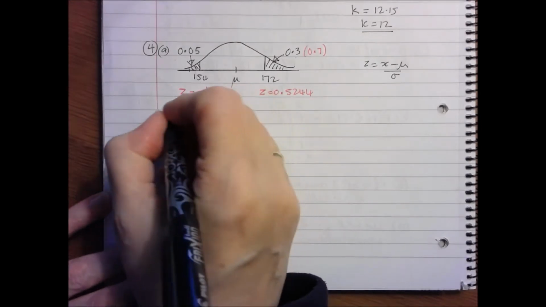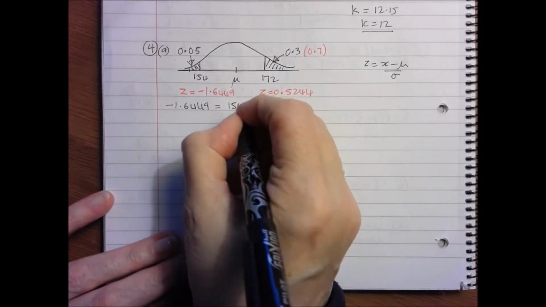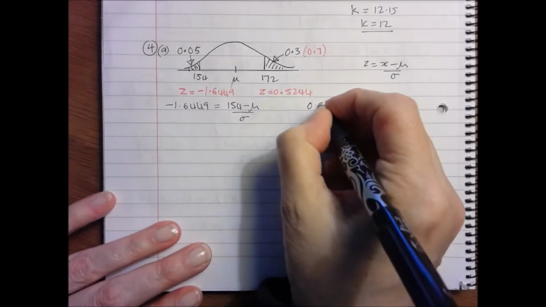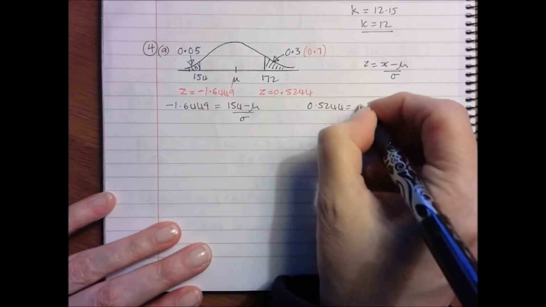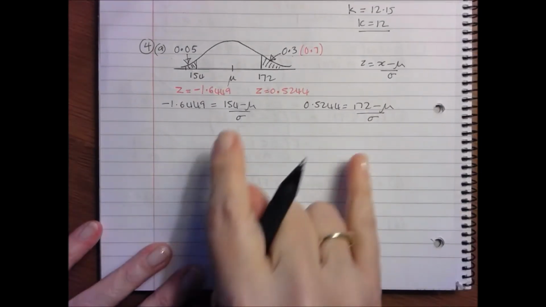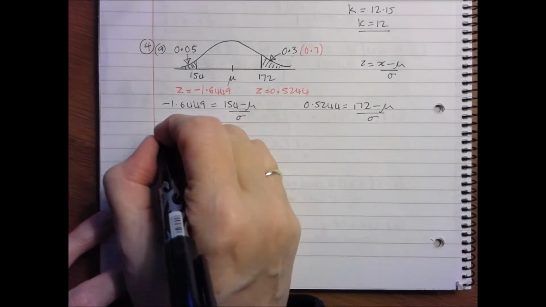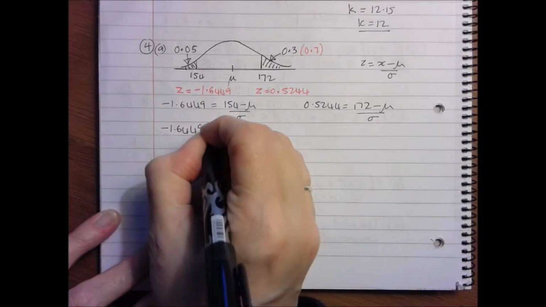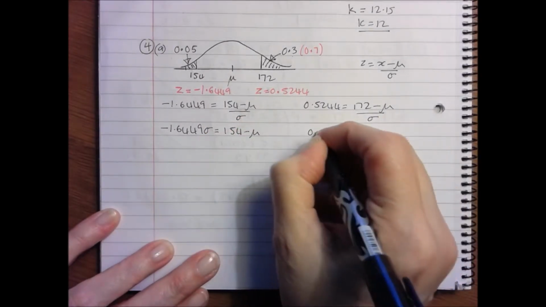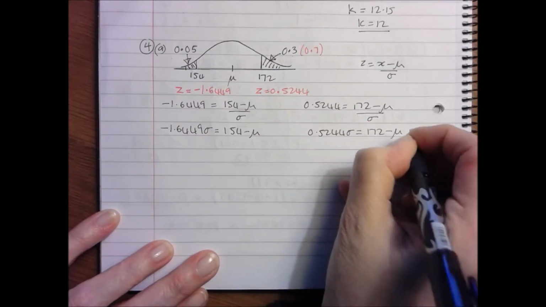So minus 1.6449 equals 154 minus mu over sigma, and 0.5244 equals 172 minus mu over sigma. Multiply both of these through by sigma to get rid of the fractions. Minus 1.6449 sigma is 154 minus mu, and 0.5244 sigma is 172 minus mu.